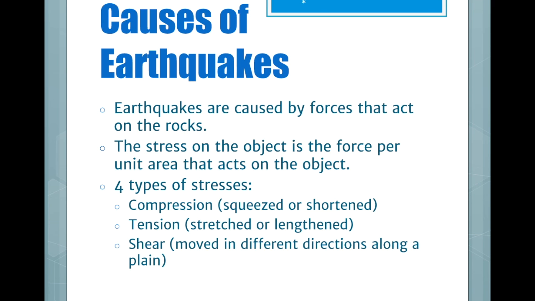Okay, shear. Moving in different directions along a plane. When you rub your hands back and forth together to keep them warm, you can think of that as shear stress. They're moving along a plane just in different directions. And then there's torsion. This is a twisted one. This is really the most severe one because things are happening on multiple levels. Torsion stresses tend to be found deep in the earth when there are subduction zones.